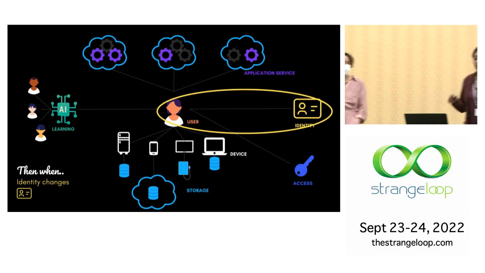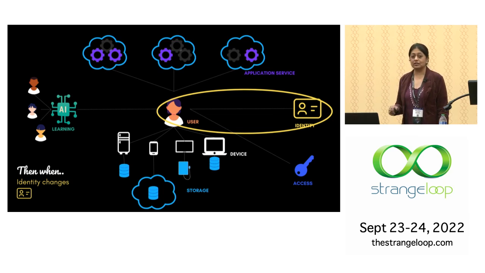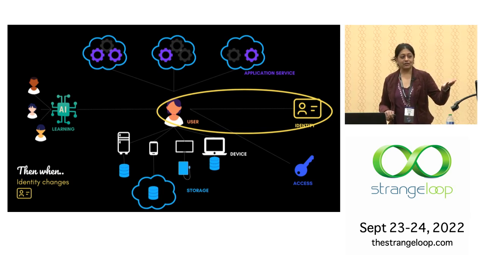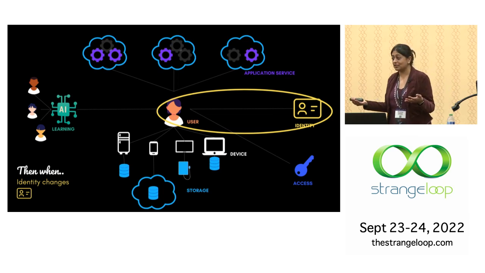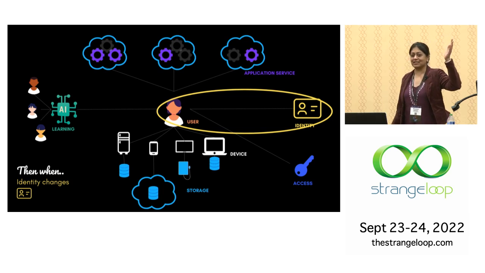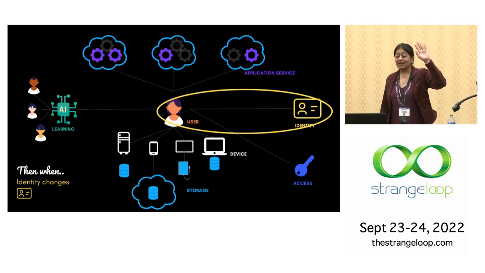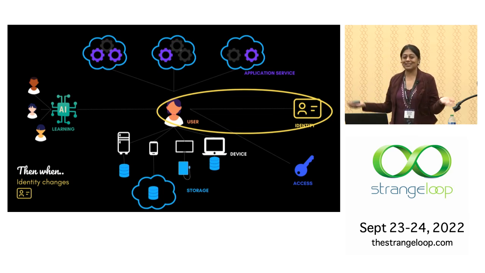Then, when Alicia's identity changes in any shape and form, whether she changes her name, her gender, her credentials, that's a relationship between Alicia and her identity provider. She doesn't need to go and update her identity in all of the multiple applications she uses and all the devices and storage, right? How many of you here have needed to change your identity or know someone who had needed to change their identity in any shape or form? I mean, isn't it a pain? Your identity is just broken up throughout the internet today.